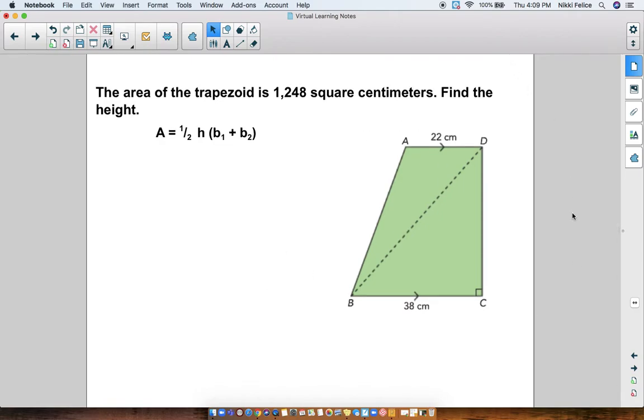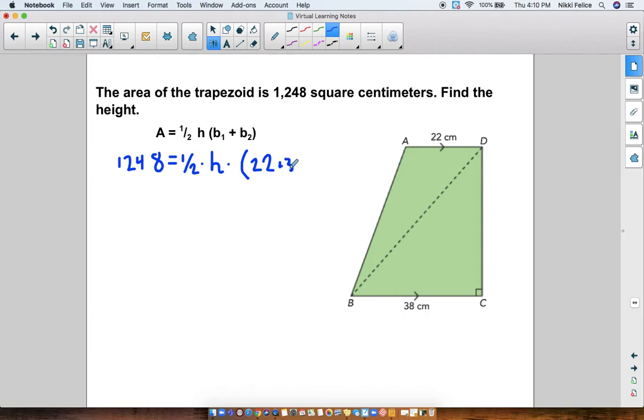New trapezoid. Copy it down. The area of the trapezoid is 1,248 square centimeters. Find the height. Okay, so I'm going to plug in what I know. I know that 1,248 is my area, and that's going to equal 1/2 times the height, which I don't know yet, times, well, here's my two bases, 22 and 38. So I'm going to do 22 plus 38. So now order of operations says that I have to do the parentheses first. So 22 plus 38 is 60.